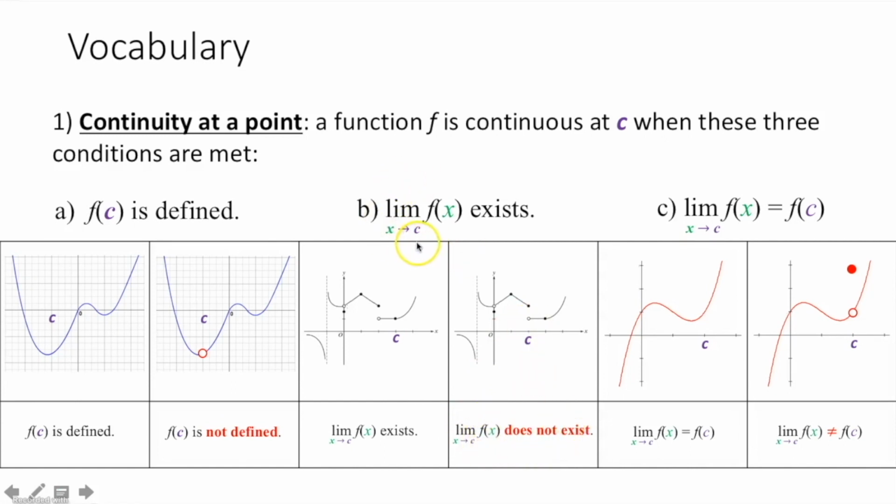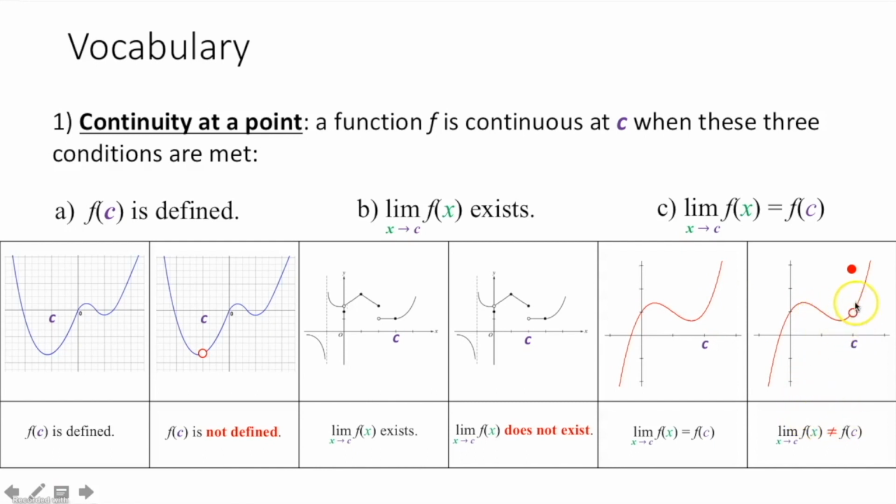So the limit as x approaches c of f of x must exist for a function to be continuous at a point. And the last condition: the limit as x approaches c of f of x equals f of c. That means the limit that your function approaches from the left and from the right must have a point at that particular f of c value. Whatever the x value is, your function must have a point on the graph there. Otherwise, the limit as x approaches c of f of x will not equal f of c.